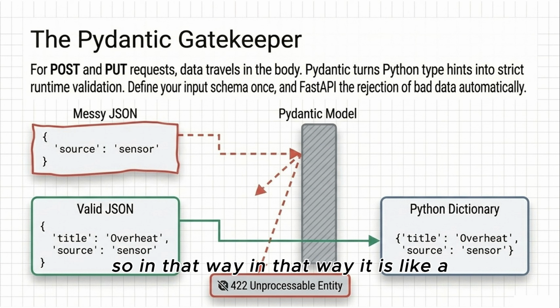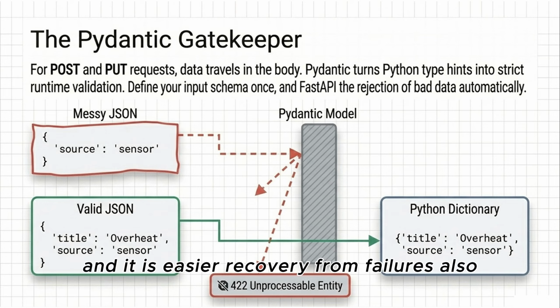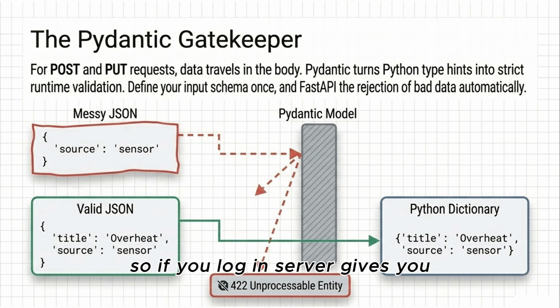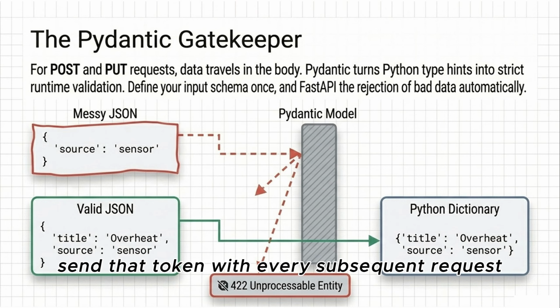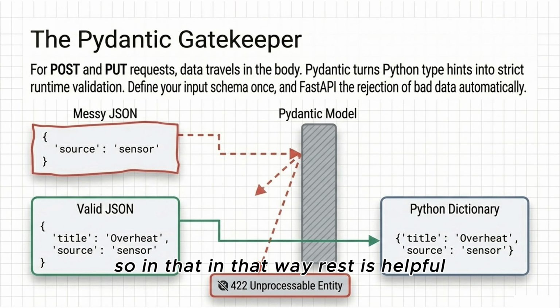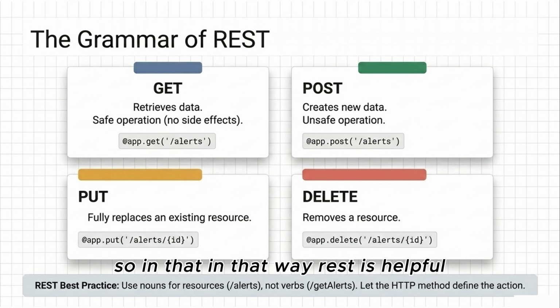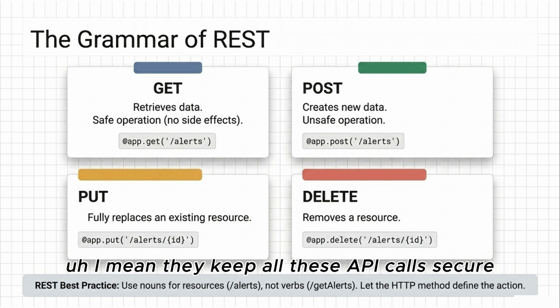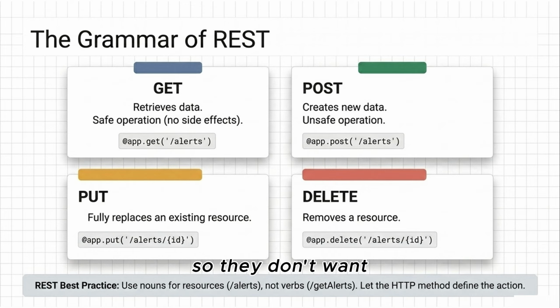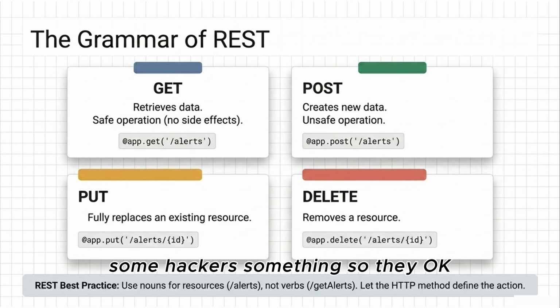In that way it is easier for scaling, and easier to recover from failures also. So if you log in, the server gives you a token, and you must send that token with every subsequent request. In that way REST is helpful. I mean, it keeps all these API calls secure, so they don't want their APIs misused by hackers.